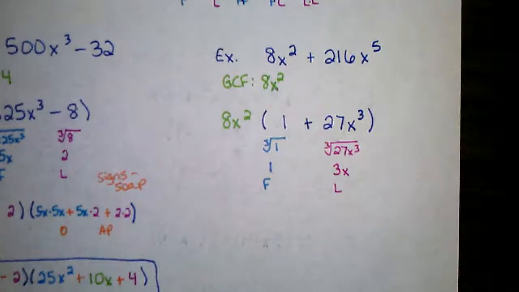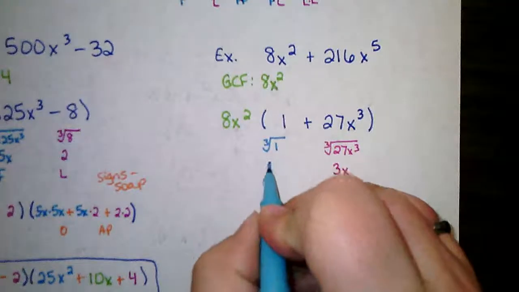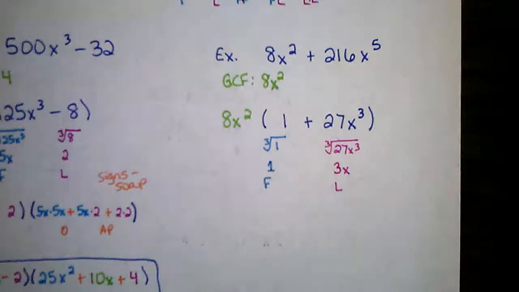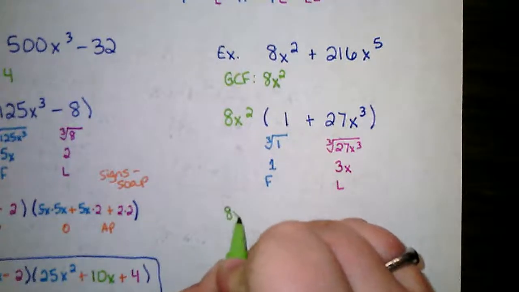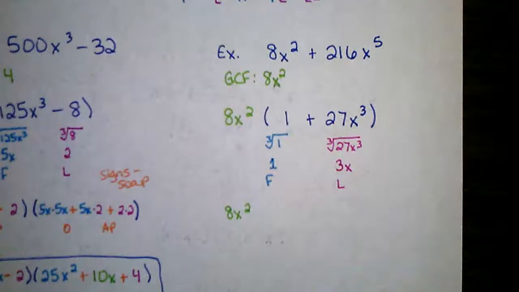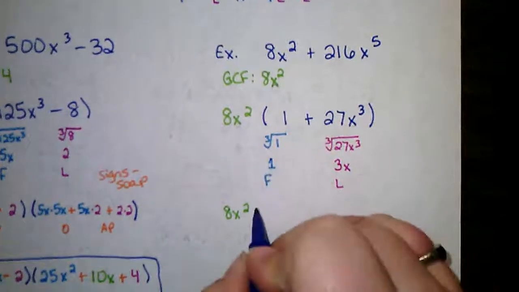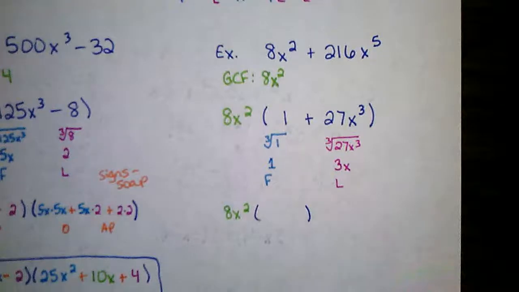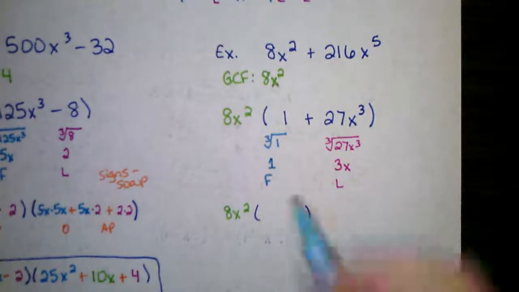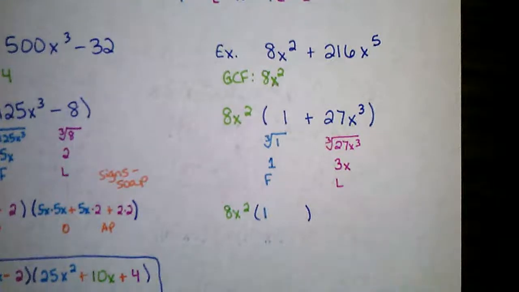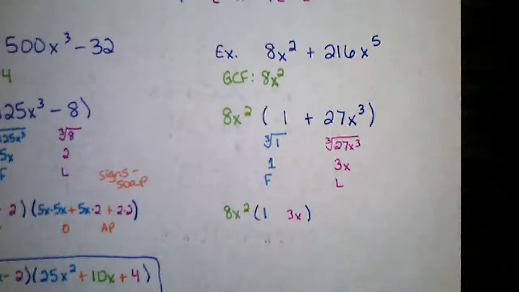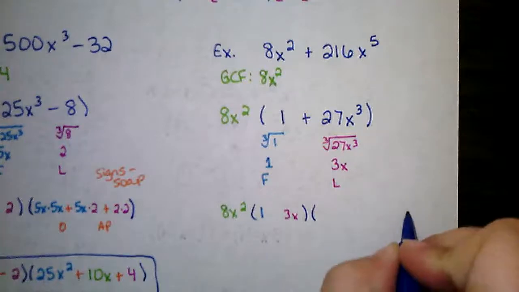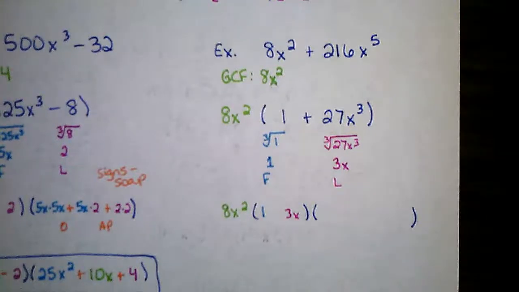So everywhere we had an L, we're going to have a 3x. So this one will kind of look a little backwards. So our GCF comes down, 8x squared. And then remember, we do f and L. So 1 and 3x. And then in the next set of parentheses, we do 2 for each term.